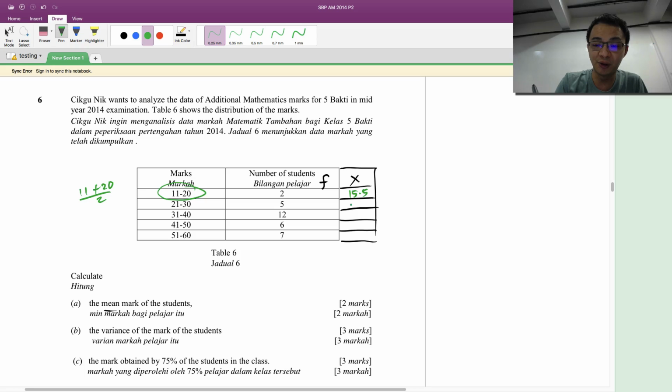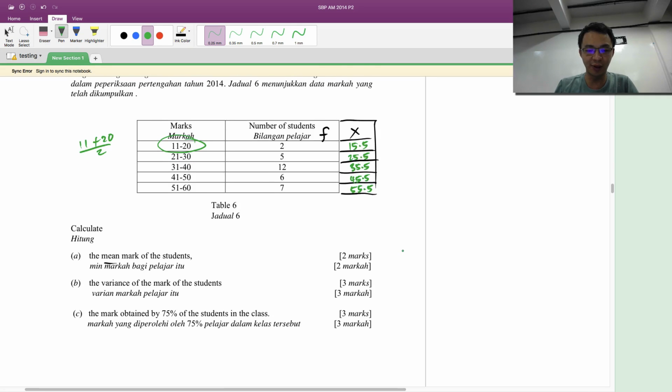The next one you will get 25.5. This one you will get 35.5, then 45.5, and then 55.5. Okay, is there any easier way? Because it's just 2 marks, why so many things you need to do? Yeah, I think maybe they love to give a lot of challenge.